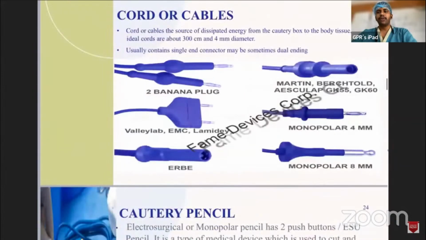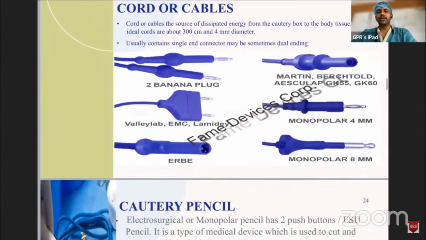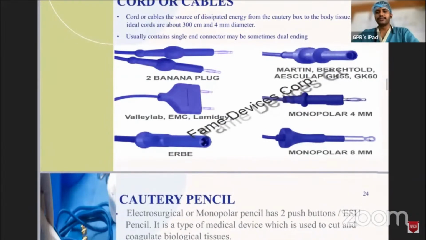These are different types of cable we use. Its usual length is around 300 centimeters, which is more than enough to run on the patient, and its diameter is about 4 millimeters. The two plugs in the left corner are always the bipolar unit, and the single one is the monopolar unit. The one in the lower left is the bipolar endo unit, and the one on the top right is the endo cutting unit.